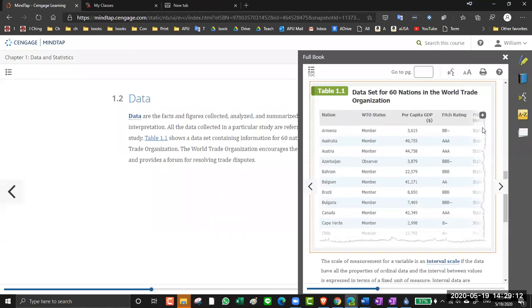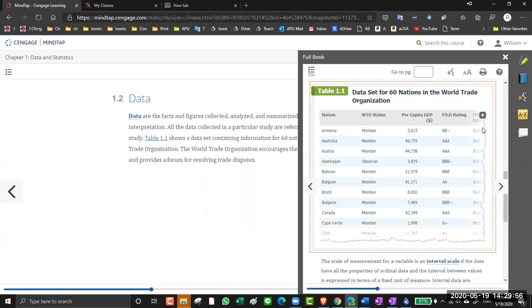Okay, so here is a data set. So what is this called? What's the title of this? Table. Okay, and a little bit more. Data set for 60 nations in the World Trade Organization. Right. So this is a data set. It's about countries, and specifically countries that are in the World Trade Organization. Okay, so that's what this data is about.